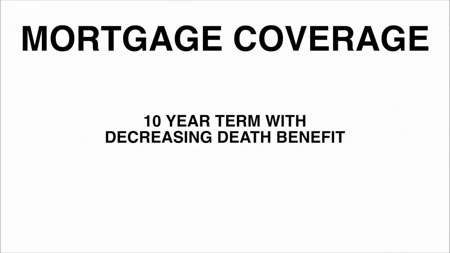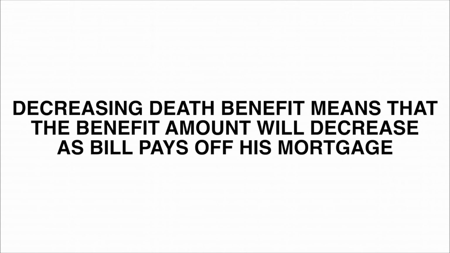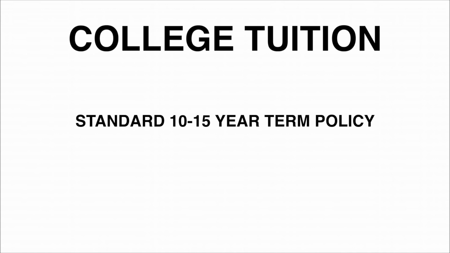For his funeral expenses, he would need a permanent whole life insurance policy. And then for the life insurance for the remainder of his mortgage, he would want to get a 10-year term policy with a decreasing benefit. This means that the death benefit of the life insurance policy will decrease as Bill pays off his mortgage. Now the last policy, the one that will pay for his kids' college tuition, that can just be a normal 10 to 15-year term policy.